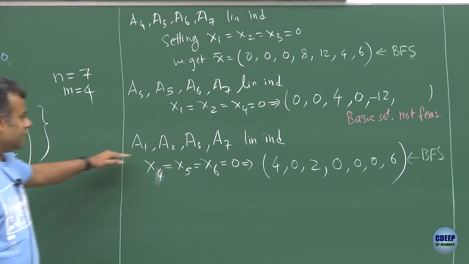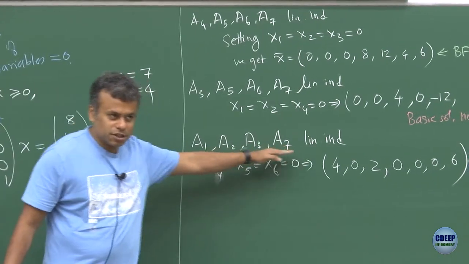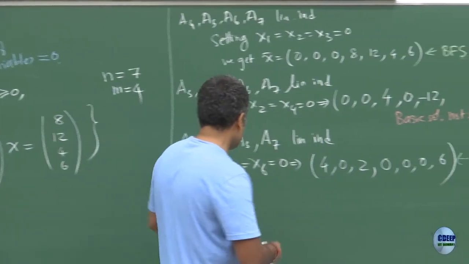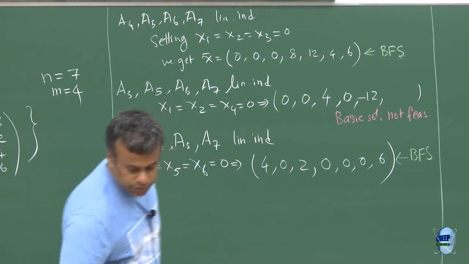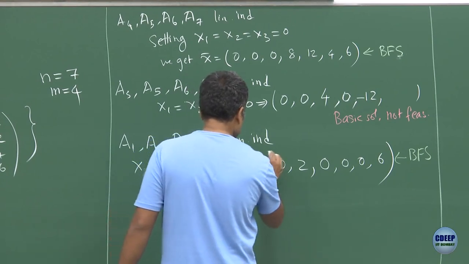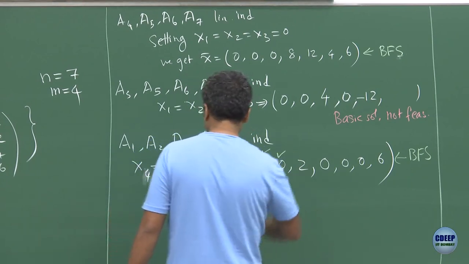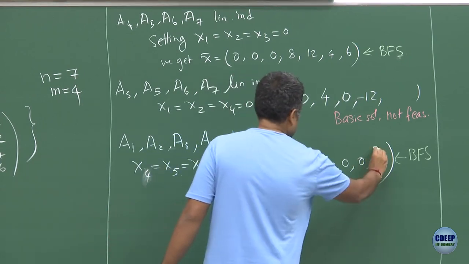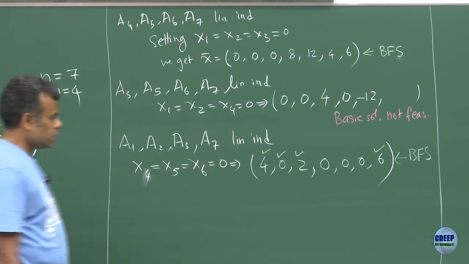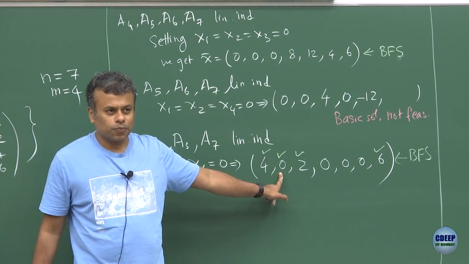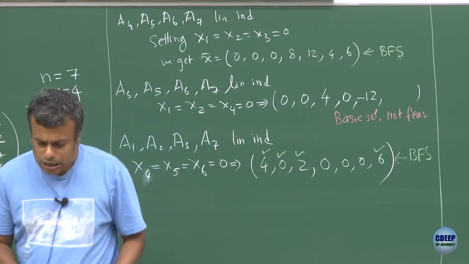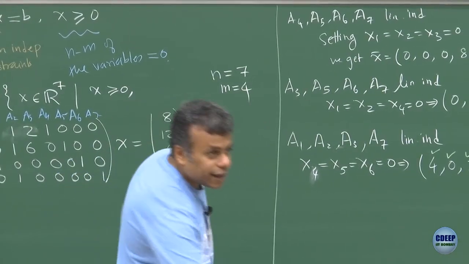So these are the linearly independent columns, right? The variables corresponding to the linearly independent columns are called basic variables. So what are the basic variables? Basic variables are x1, x2, x3, and x7, right? And now notice that one basic variable is 0, right? Whenever you have a basic variable equal to 0, there could be an issue.